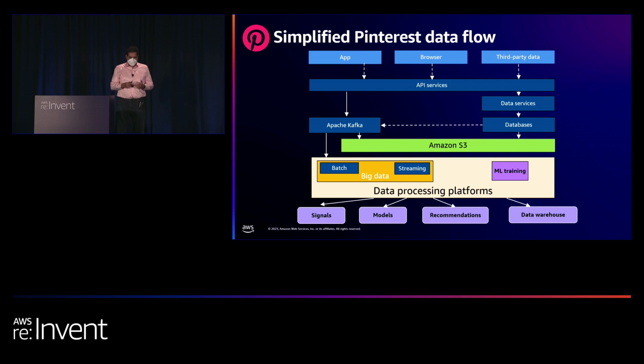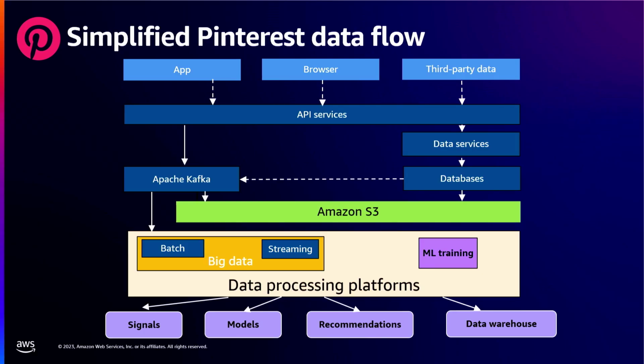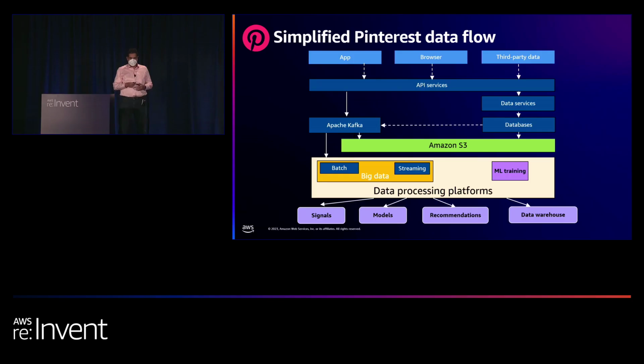And so there are data services that take care of that, and then dumps from those databases and output of Apache Kafka also flow into our massive S3 data lake. And then downstream of that, we have our big data platform, where a lot of batch and streaming processing occurs. In conjunction with the machine learning platforms that are also running there, we output signals, models, recommendations, and a huge set of data warehouses. So that's a highly opinionated view of data flowing and being processed to produce useful data products within Pinterest.